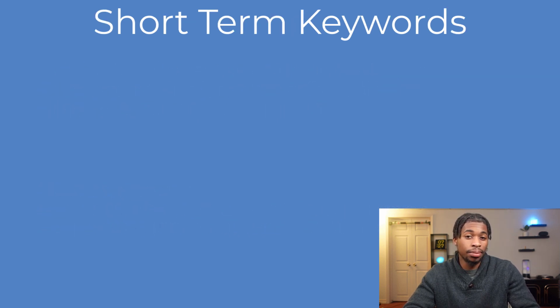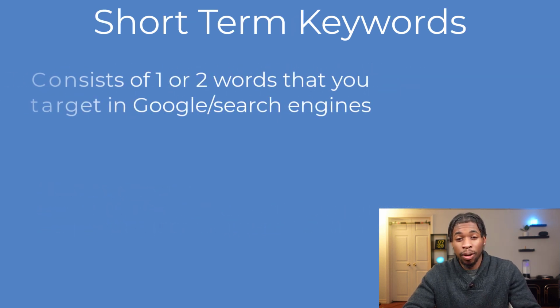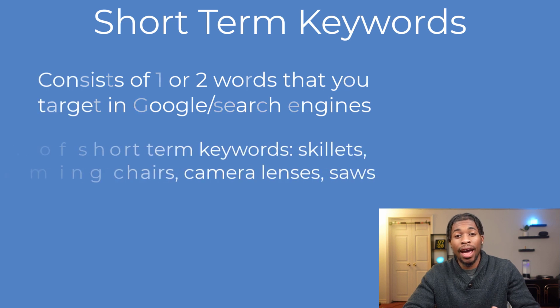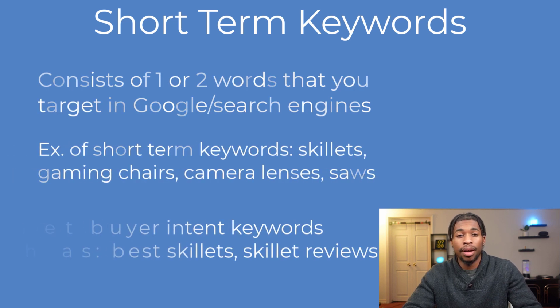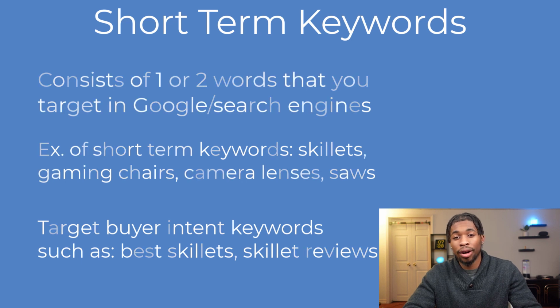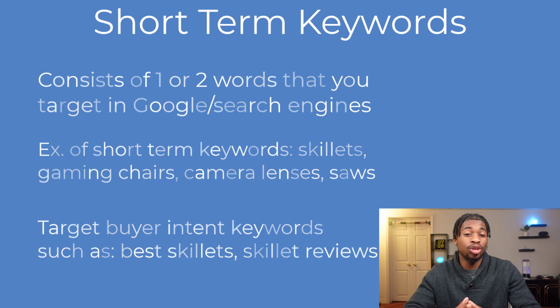The first one is short-term keywords, which is 1 or 2 words, which most of the time when you're a beginner, you don't want to go after because this is where all the top competitors are. So like with gaming chairs or camera lenses, with anything that's short, there's probably a lot of competition. So when you're new, stay away from it.